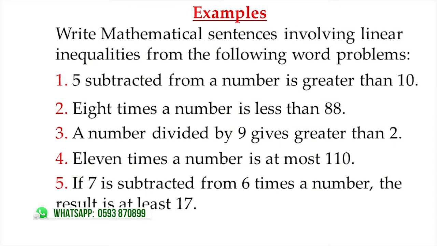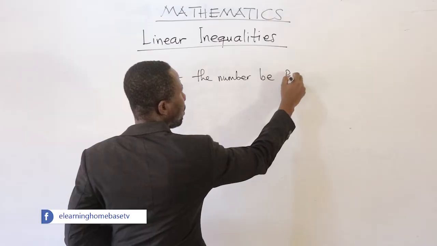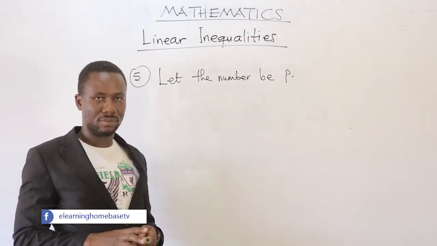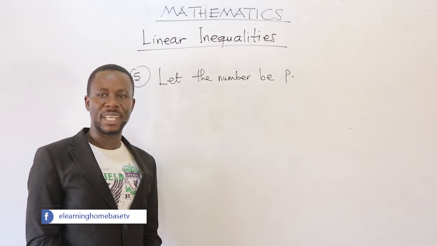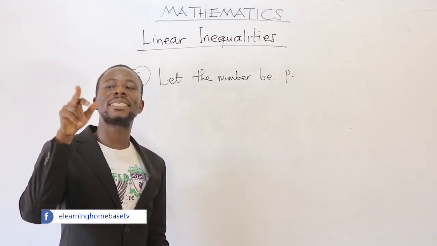If 7 is subtracted from 6 times a number, 7 is a constant term, subtracted from 6 times a number, the result is at least 17. So since you're talking of a number, let's represent the number by a variable. Let the number be P. I've chosen P as the variable. Now, coming back to the word problem. 7 is subtracted from 6 times a number.